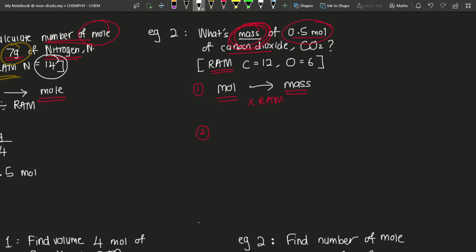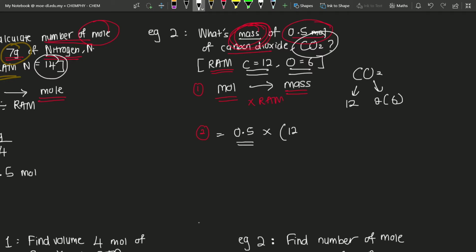So, our mole is 0.5. Multiply by the RAM, the relative atomic mass. The question gives carbon 12, oxygen 16. You have CO2, which means in CO2 you have 1 times carbon and 2 times oxygen. So you have to calculate manually, be careful. 0.5, which is our mole, multiplied by the total JAR: 12 plus 2 times 16. So you will get 0.5 times 44, and our final answer is 22.